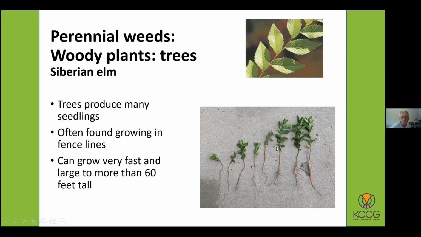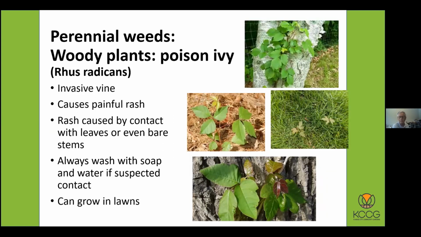And these have been pulled out because they've been dug out, but you can see how deep those root systems are. So lots of times people try to pull on them, they won't come, and they'll just break off, or they'll try to dig down and don't get very far. You have to take a pretty deep spade and dig down deep enough to get the root system. And last but not least, perennial weeds, woody plant, poison ivy. And this is the vine.